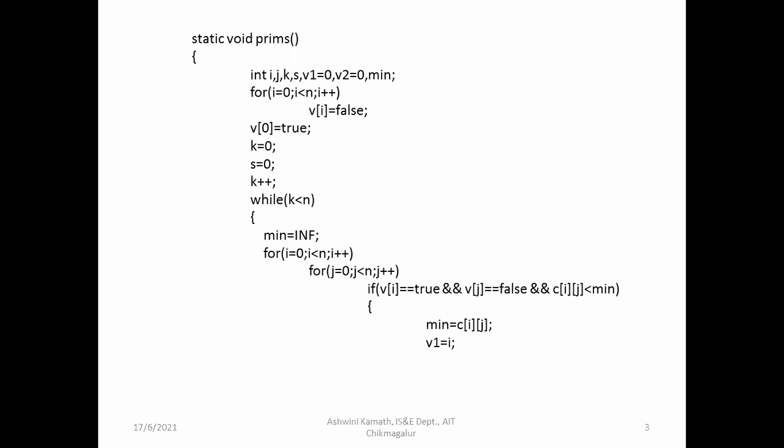So V1 is I. The ith vertex will be assigned to V1 and J will be assigned to V2. Then close this. This will continue until we find the minimum cost edge from a particular vertex, that is the ith vertex, from the ith vertex every time.